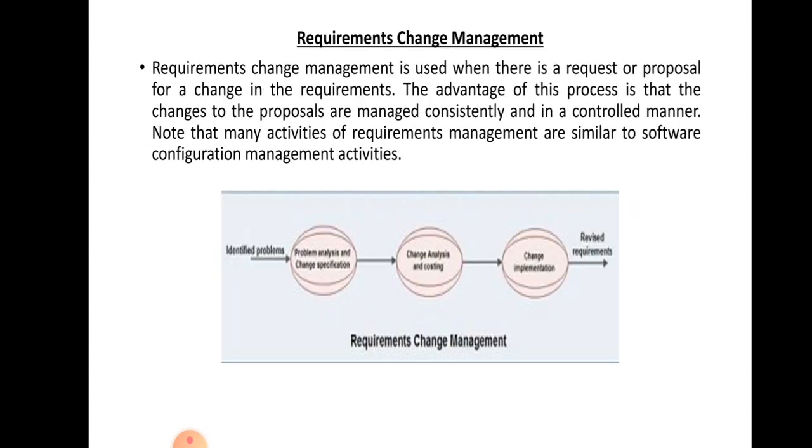So the final one is that we have to handle the requirement change management process. There are three steps. In the first step, the problem is analyzed and the change is specified in the project management: problem analysis and change specification. The next one is change analysis and costing. We analyze the change, in what type of situation and what category it occurs, and then the cost will also increase. The final one is change implementation. We identify the particular change, and the final step is to implement it.